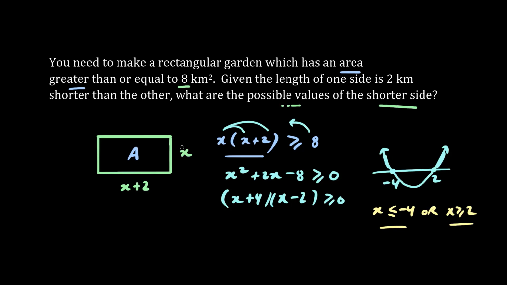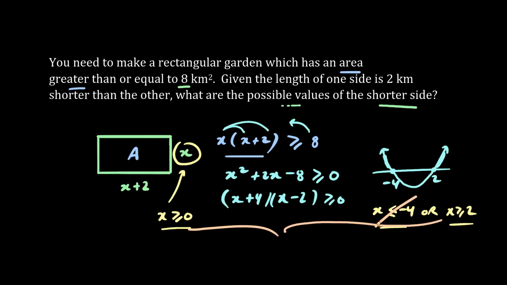However, recall that x is the shorter side, and we know that when dealing with a rectangle, x must be greater than or equal to 0. The fact that x is greater than or equal to 0 or positive, we immediately reject this possible domain restriction. But putting these two together, x is also greater or equal to 2, this overrides this restriction here. Thus, x is greater than or equal to 2.